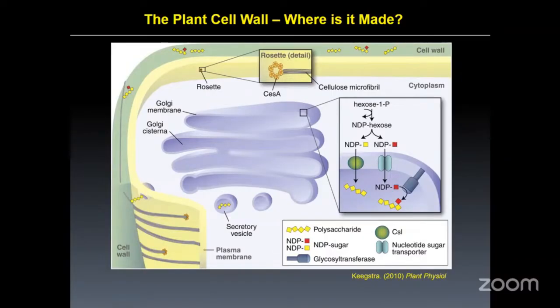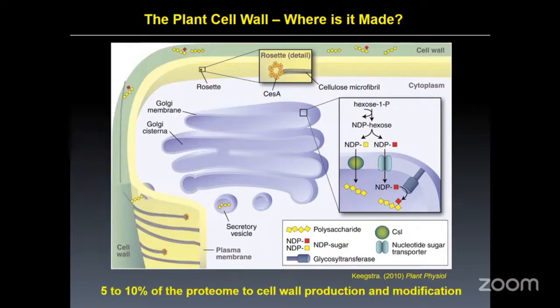Actually, the thing that we're mainly studying in my lab is occurring directly at the cell surface. So you can see here that you have these cellulose synthase proteins that are making cellulose directly at the surface. Plant cells are investing quite a lot of energy into making these cell walls. It's estimated that 5 to 10% of the typical proteome in a living cell is dedicated to making these, changing them, or breaking them down.